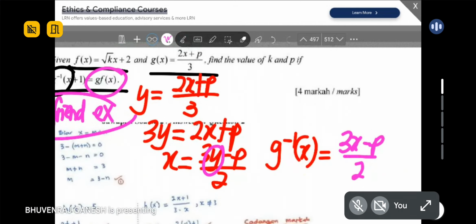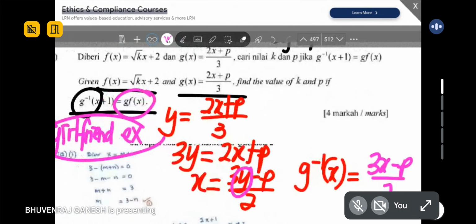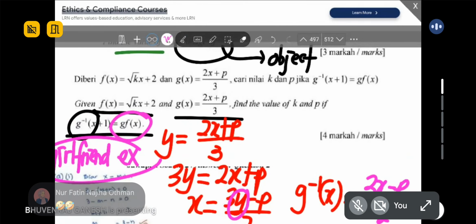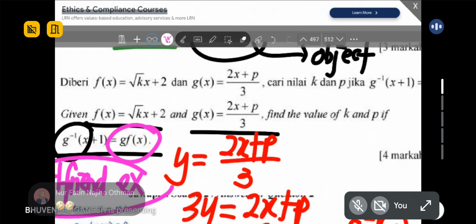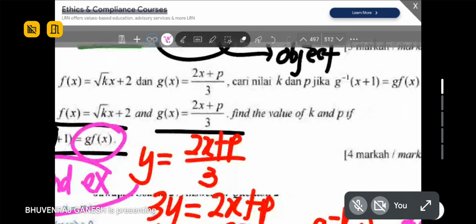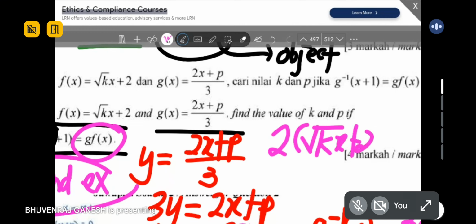Okay, so now focus back here. So for this one, gf(x), that means f(x) comes first. You must start with f(x). Okay, so you just substitute inside the x. So you will have 2 square root of (kx + 2) + p. You just follow the format, guys, over 3.